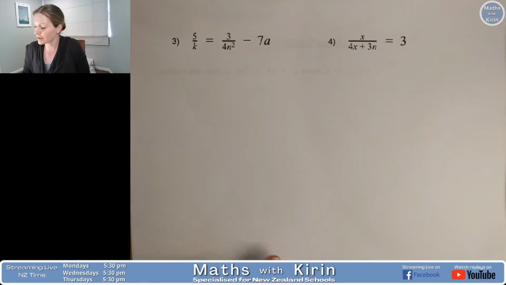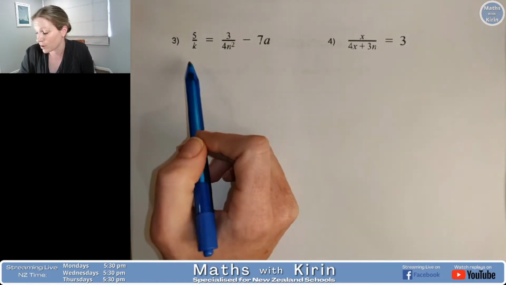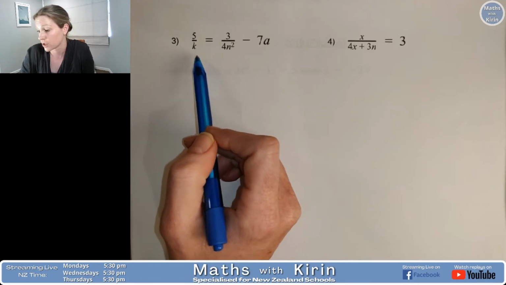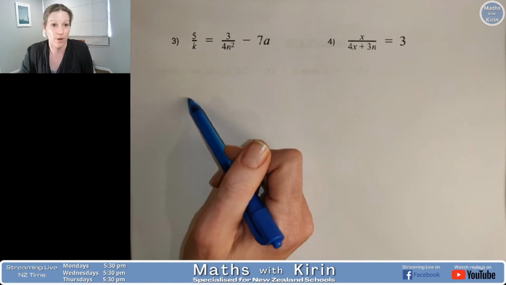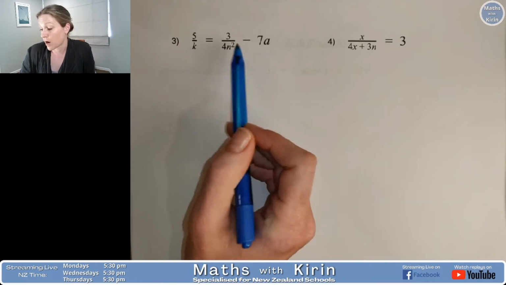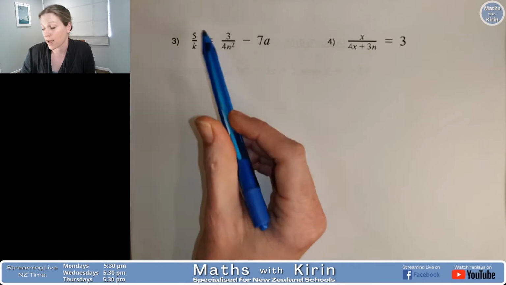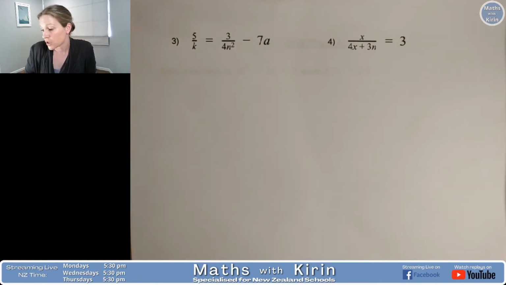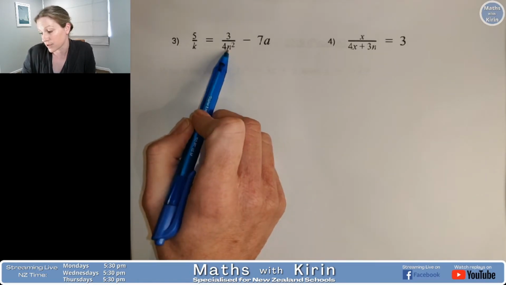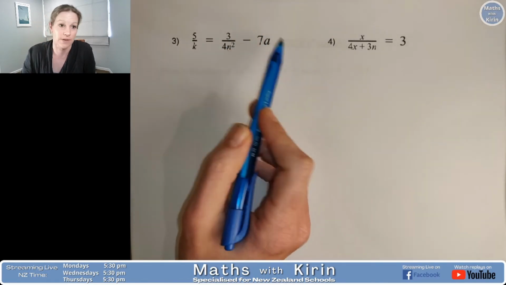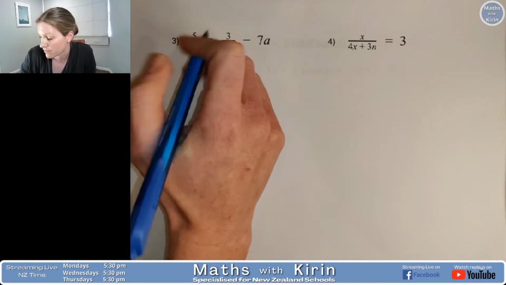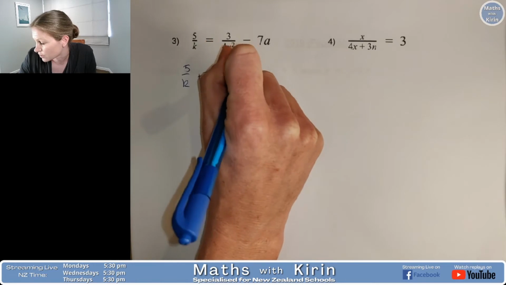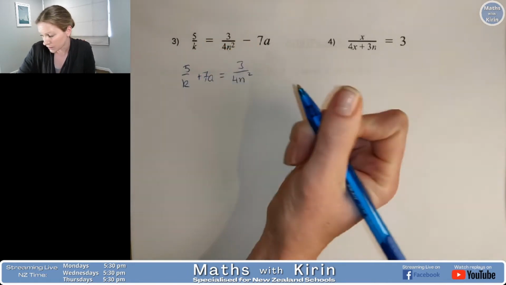Okay, the third example. This one is a little bit more challenging, and there's quite a bit going on, and there are a couple of different ways that you might approach this question. So I'll go through with how I would solve it, but some of you might approach it in a different way, and hopefully you'll still end up with the same or the equivalent expression at the end. So we want to make n the subject. The first thing I'm going to do is move 7a to the other side of the equation. So this is 5 over k, so that stays the same. We add 7a, and that's equal to 3 over 4n squared.